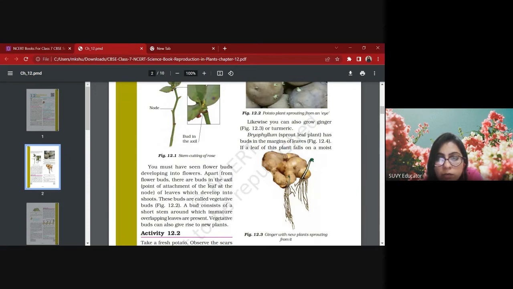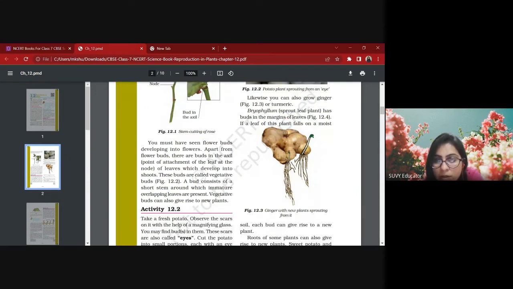And there's one leaf, bryophyllum. It is a leaf plant with buds at the margins. How these buds look, I'll show you. It is something like this type of leaf.